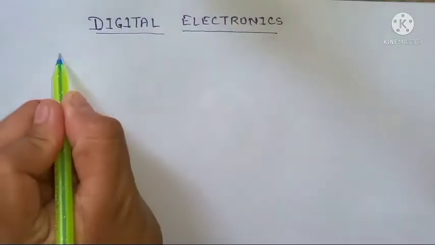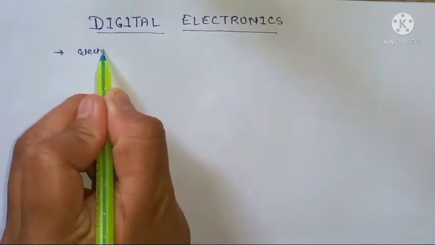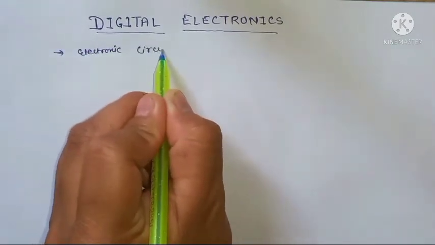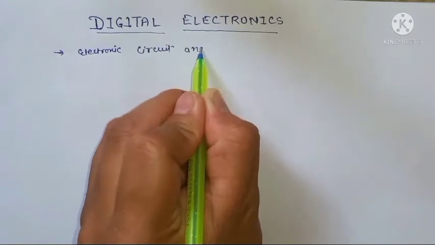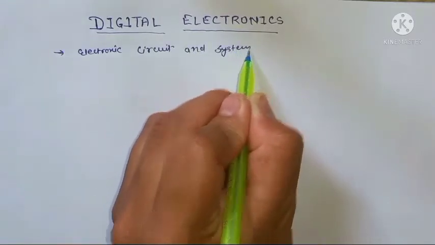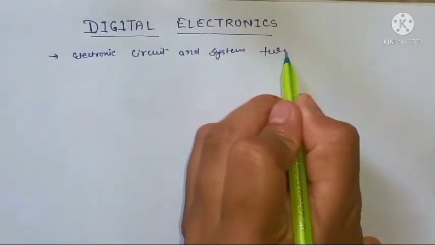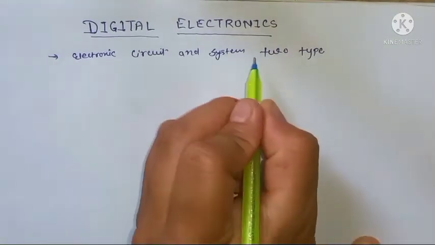Today we are starting a subject which is named digital electronics. In the study of electrical engineering or electronics engineering, you study this subject in the 4th semester or 5th semester. Friends, first of all, we need to know about electronic circuits.